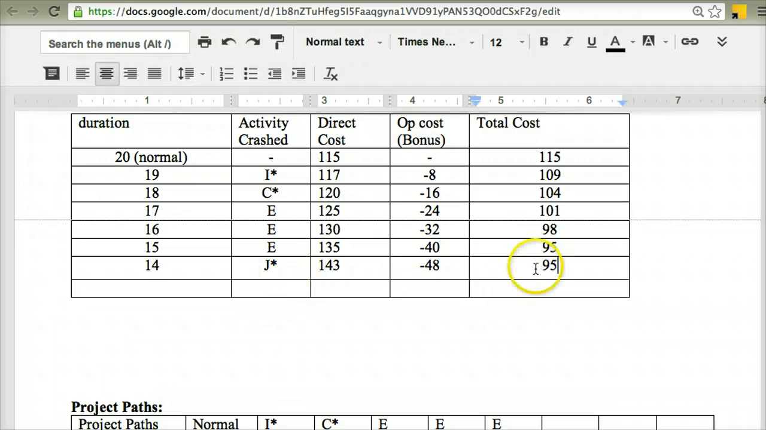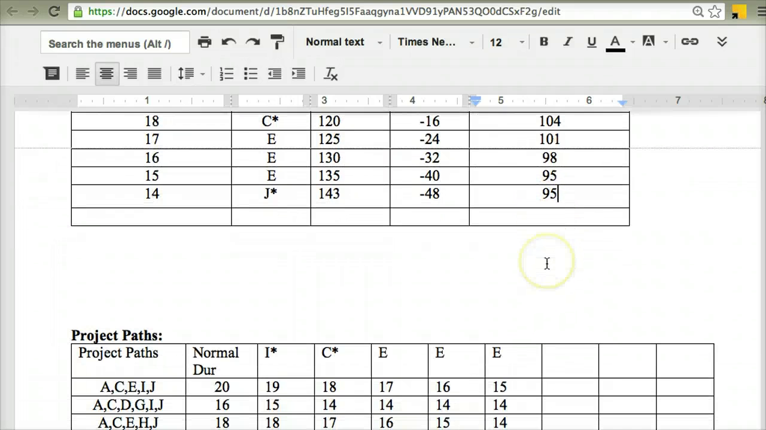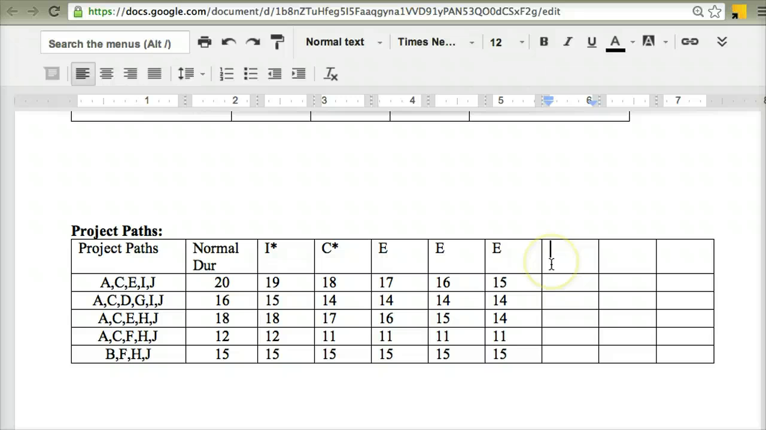Now you can see here probably already, because it's costing me €8 to crash J, and I'm only getting €8 of bonus, well, it's not going to make much difference to me financially. So we're keeping an eye on that. But let's go ahead anyway, keep a track of the project paths so we can see how it plays out.